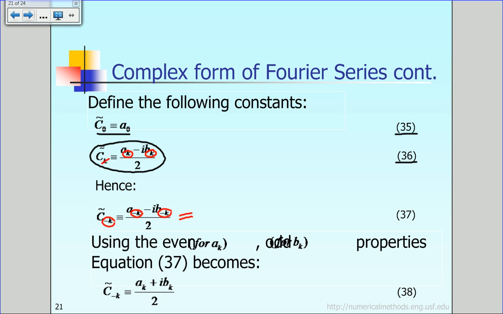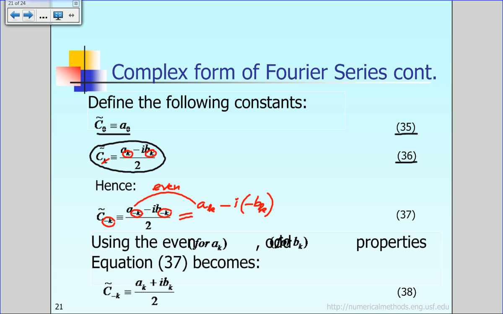A with the subscript minus k is the same thing as A with the subscript k here. The reason is because A is an even function. And then minus i is still here. If you replace B minus k, it is the same thing as negative B of k.